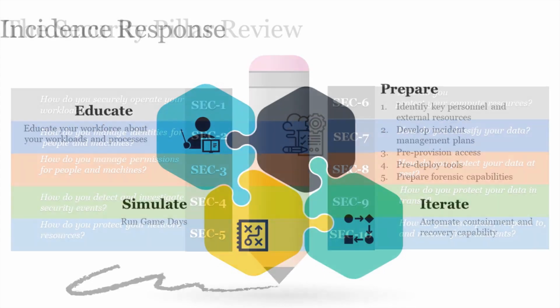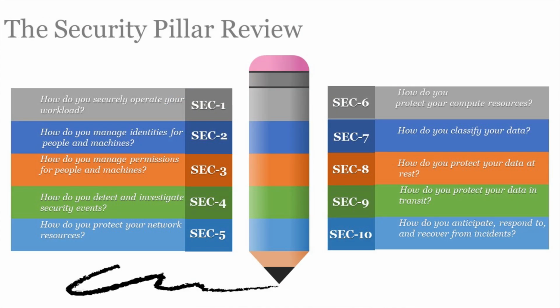Review based on security pillar. Some of the questions which you will be going through when you review your workload against the security pillar of the well-architected framework are: SEC 1. How do you securely operate your workload? SEC 2. How do you manage identities for people and machines? SEC 3. How do you manage permissions for people and machines? SEC 4. How do you detect and investigate security events?